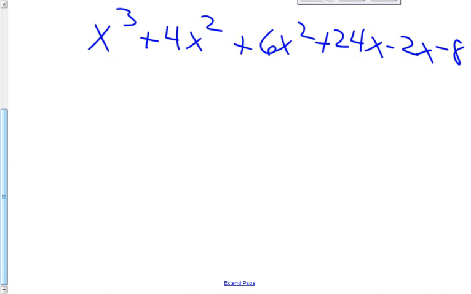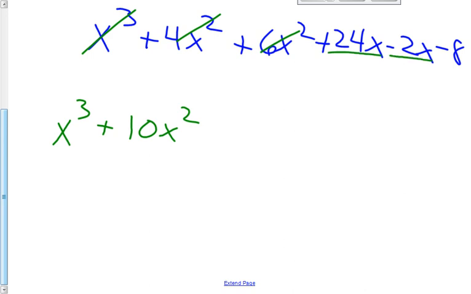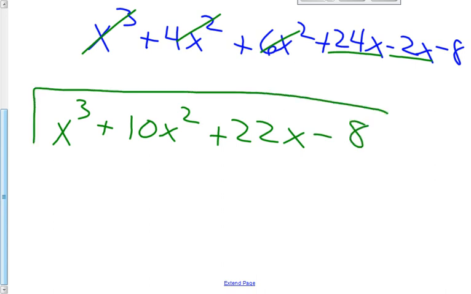So we'll start off with our x cubes. We have 1x cubed. Moving on to our x squared terms. We have 4x squared plus 6x squared, making 10x squared. That takes care of that term, and that takes care of that term. We have 2 x to the first terms, or x terms. 24x minus 2x gives us a positive 22x. And then our last term is the constant term of a negative 8.